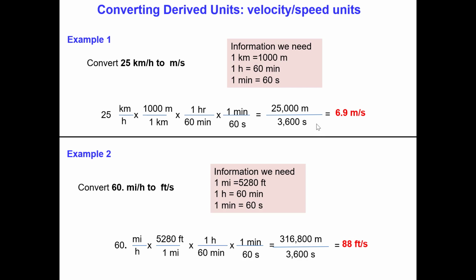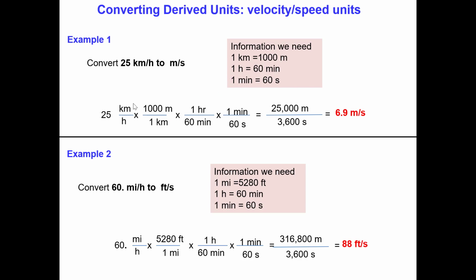Now we will learn how we can convert the velocity or speed units. Remember, the velocity is a derived quantity, and in this particular case we want to know how to convert kilometers per hour to meters per second. To convert this unit into this unit, we need this information. Yes, we need to know 1 kilometer equals 1,000 meters, 1 hour 60 minutes, and 1 minute 60 seconds.